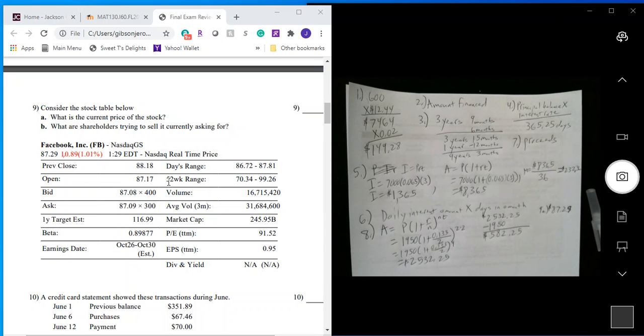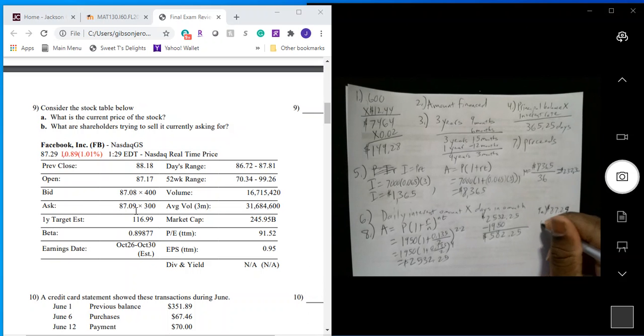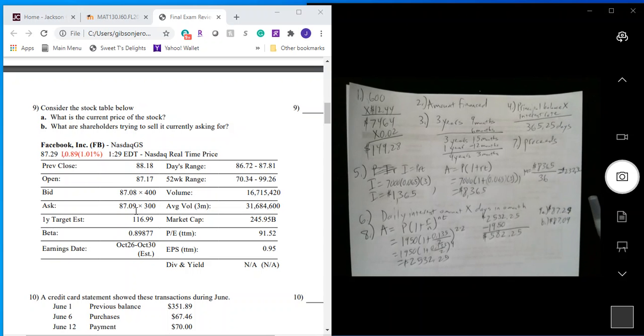It says, what are shareholders trying to sell it currently asking for? So we look here, we got the bid, we have the ask. The sellers are asking for $87.09. And that is basically it for problem number 9.